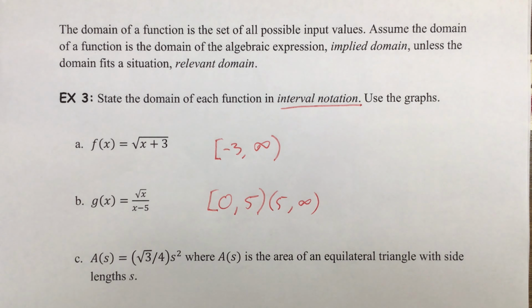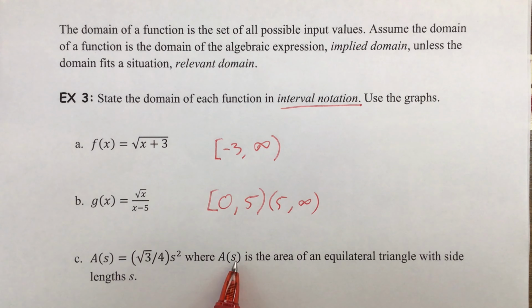All right, for our third function, we have a relevant domain. This is A of S. That's the expression. A of S is going to be the area of an equilateral triangle with a side length of S. Okay, as an expression, if you just look at this, you have a number. I mean, it's got a square root in there and it looks complex, but it's just a number and it's being multiplied by S squared. So just as an expression, there isn't a value that you can't plug in here. You can square anything and it's fine.